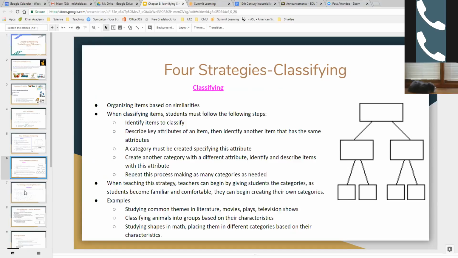Some of the examples that I read about were different themes as the categories, and then you could place movies, books, plays, shows, anything in those categories that have that same theme, or classifying animals based on their characteristics. One that I do every year is in math when we do geometry and shapes, and we're classifying shapes based on their characteristics. So this is definitely one that can be used across many subjects.